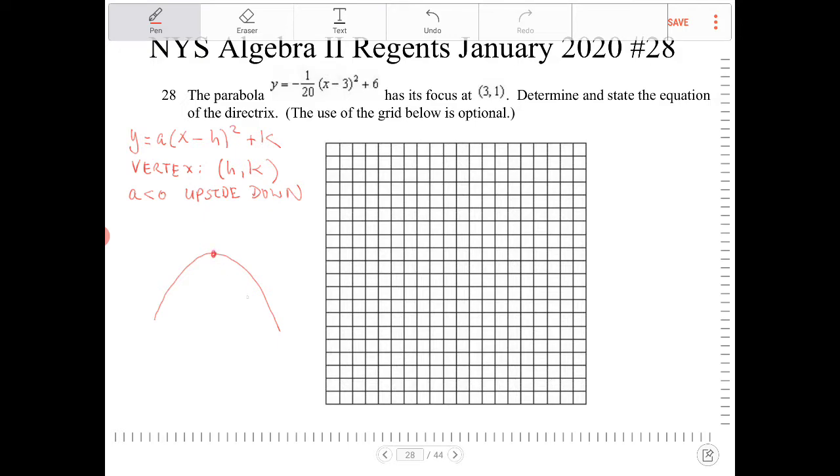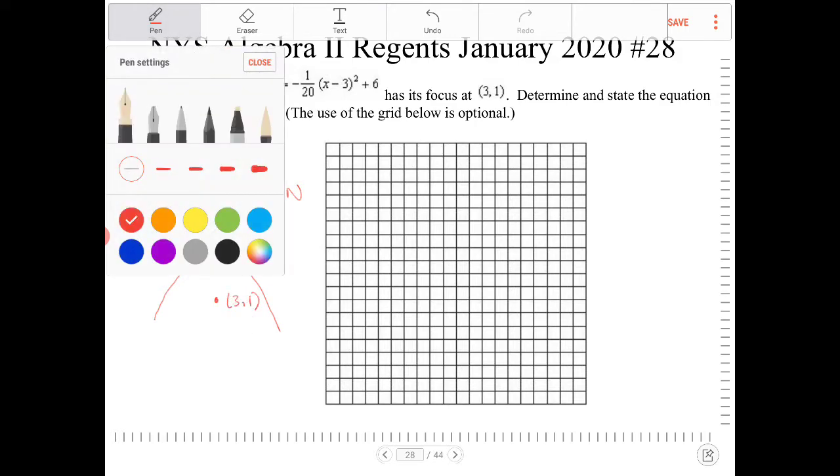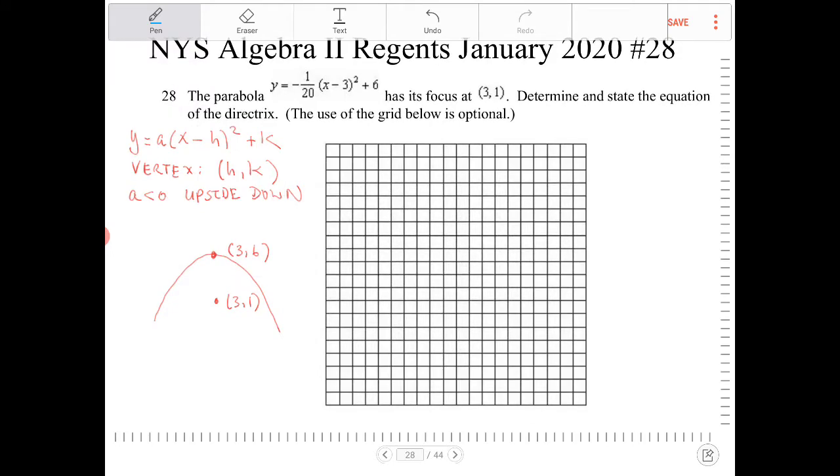I know that the vertex, according to the equation, is located at (3, 6). The focus is located at (3, 1), which is directly underneath it. And there's something else that you need to know, and I'm going to draw in a different color here. The directrix is going to be the same distance away from the vertex as the focus is away from the vertex. So looking at this right now, I notice that the focus is how far away from the vertex?